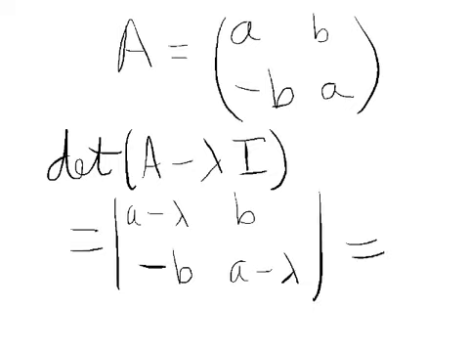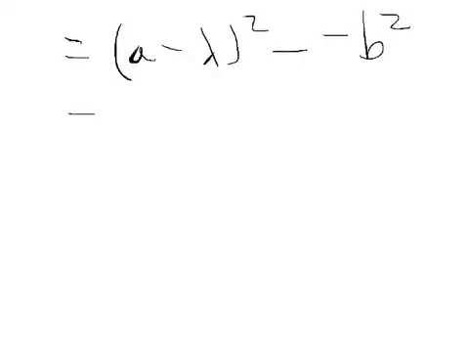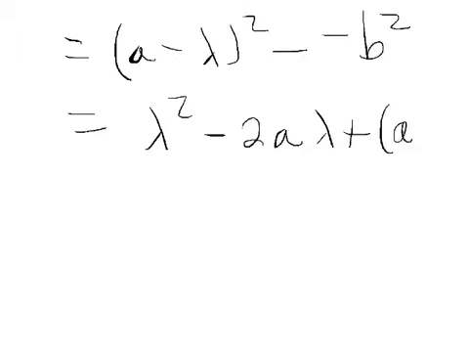And so this should be a minus lambda squared minus, and then let's see here, that should be minus b squared. Okay, so this will be lambda squared, and then we'll have a minus 2a lambda, and then plus a squared plus b squared. And of course we're going to set this thing equal to 0, and now solve for lambda.